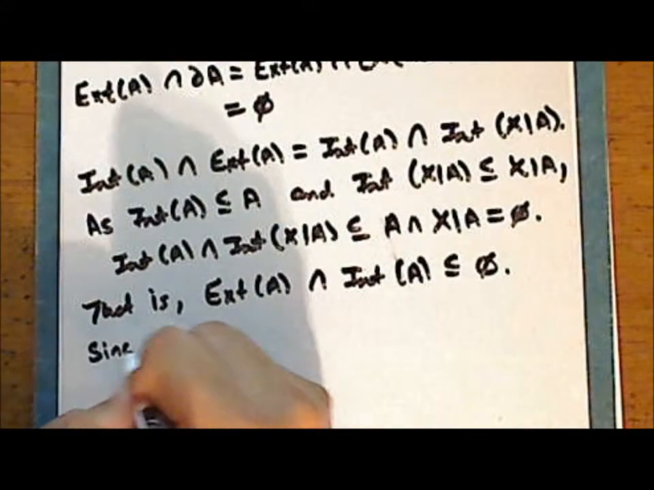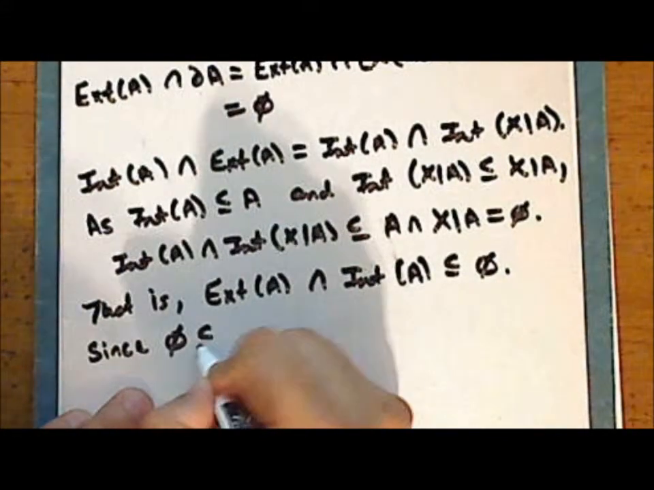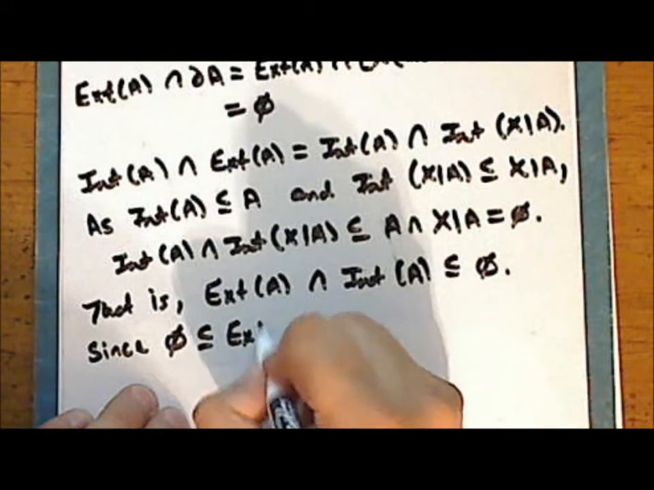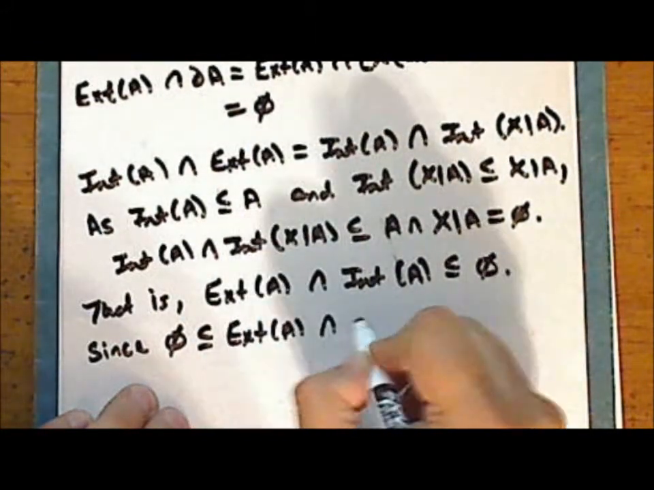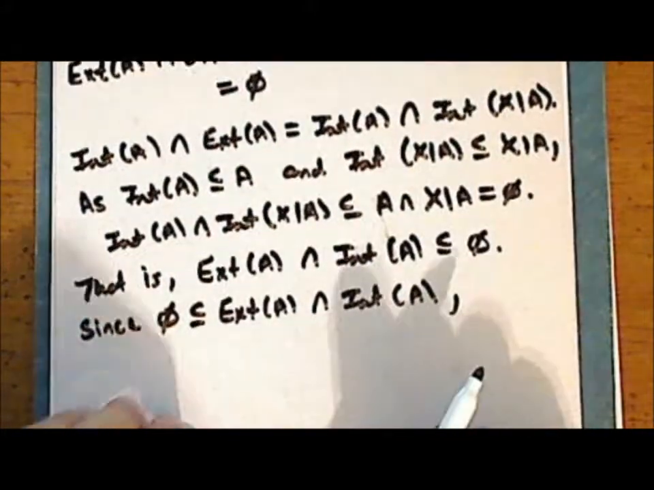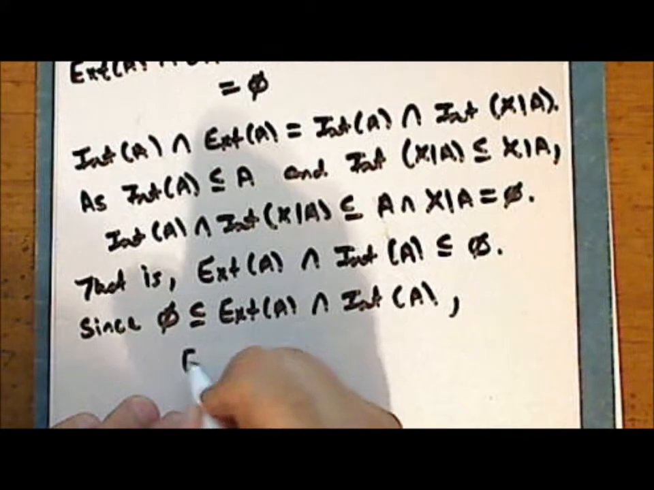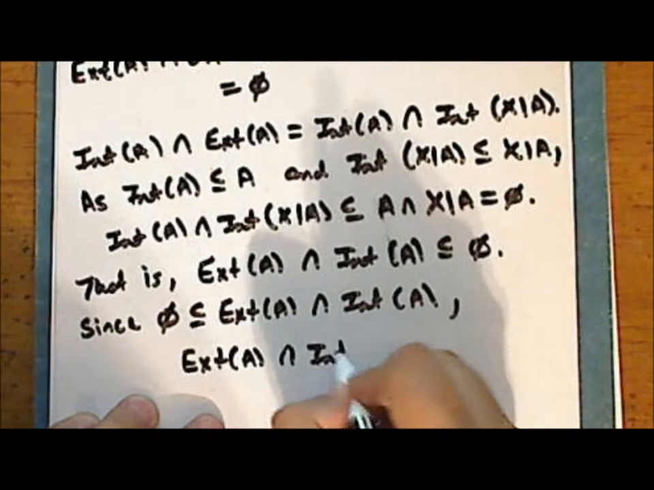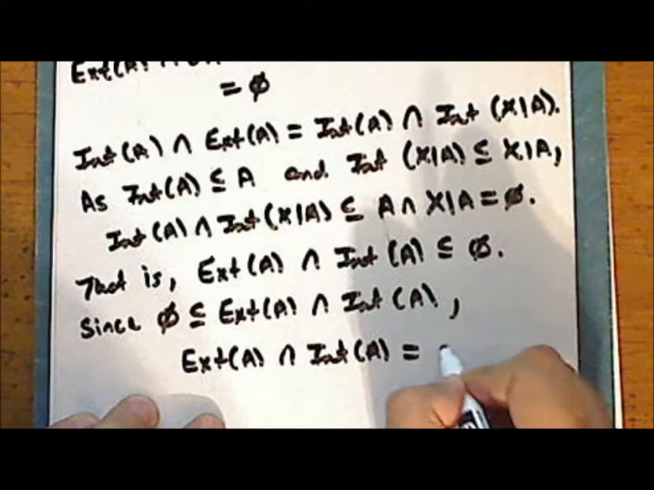Now, since the empty set is a subset of any set, in particular, it is a subset of the intersection of the exterior of A with the interior of A. We have set inclusion in both directions, and so the intersection of the exterior of A with the interior of A is empty.